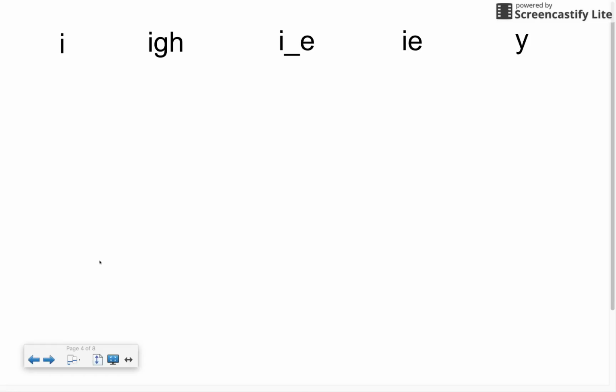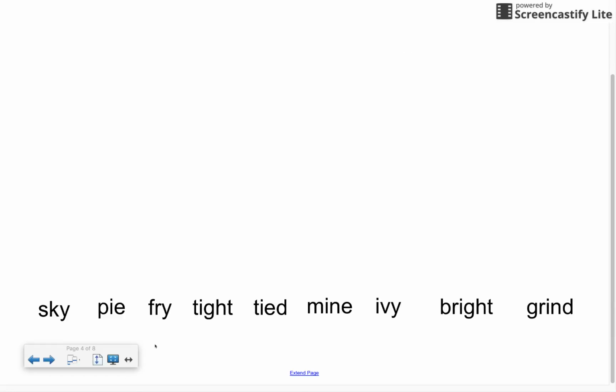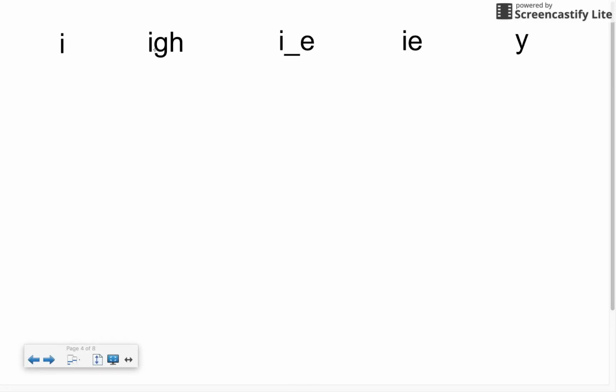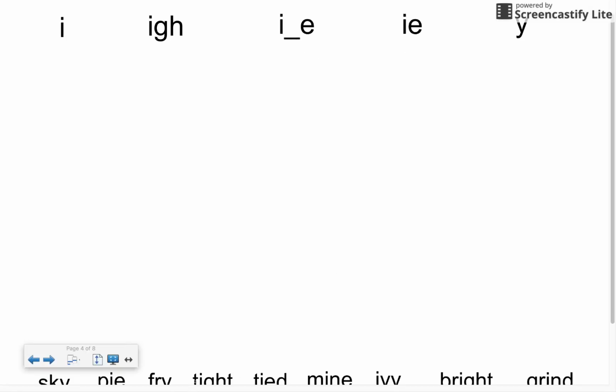So we have different spelling patterns for I. We have I, IGH, IE, I consonant E, IE, and Y. And then we have some words down here that are spelled using the I spelling patterns. So our first word is sky. Looking at your patterns across the top of your screen, where would we put sky? Maybe touch your screen. Where do you think sky goes?